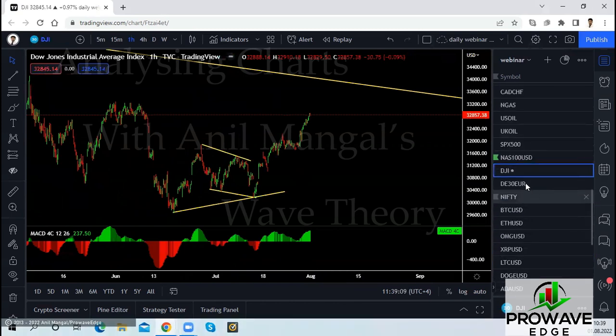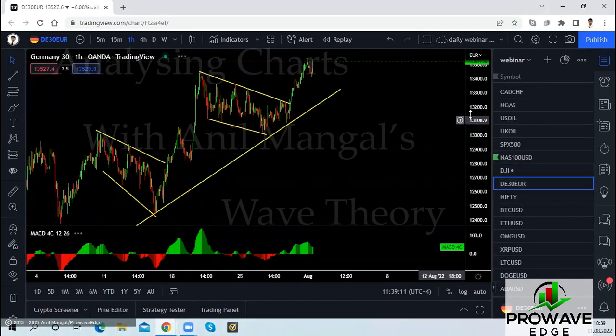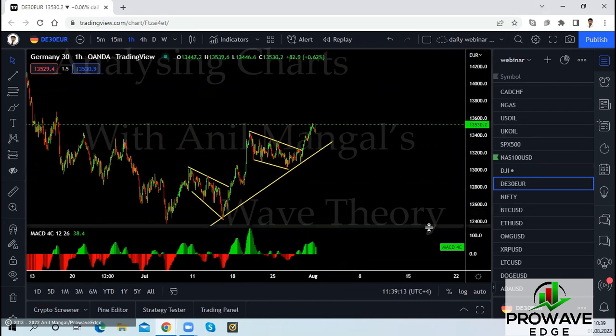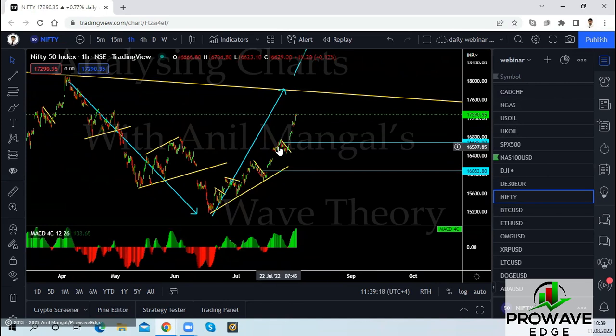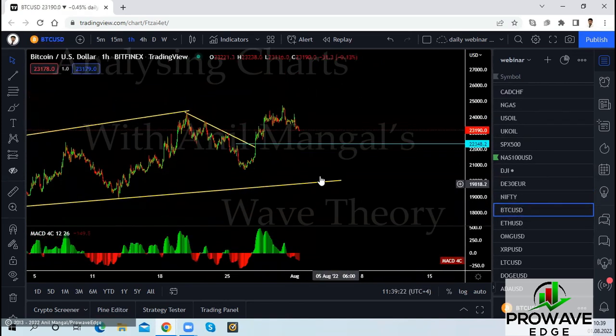We don't have anything. DAX. If it makes a flag, buy. Nifty, perfect trade. Wait for another flag like this or this and then buy again. Bitcoin, it might come back down. We spoke about that, right?